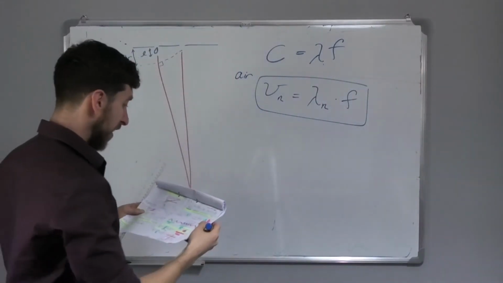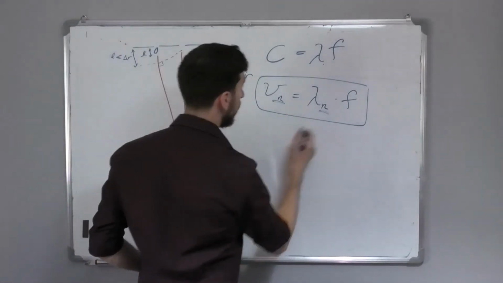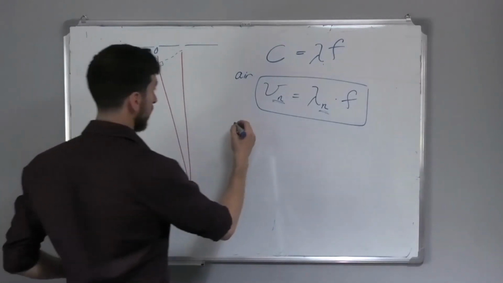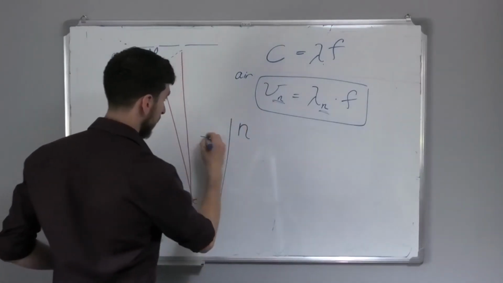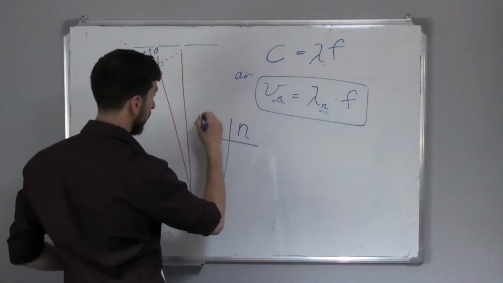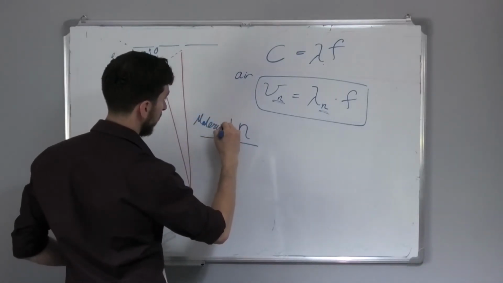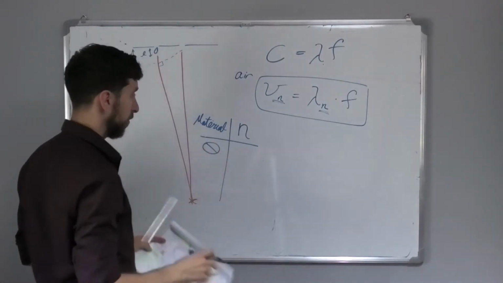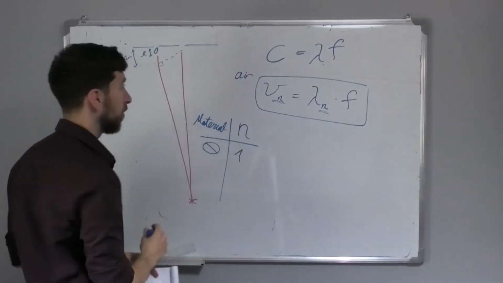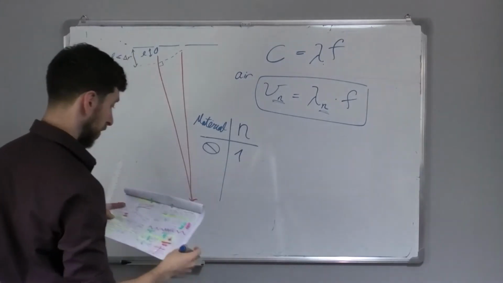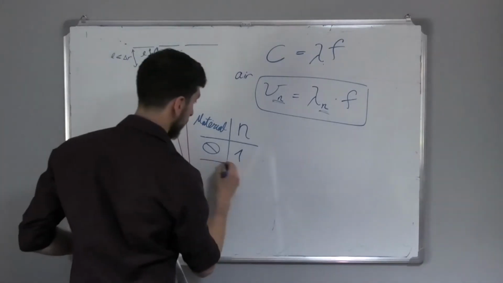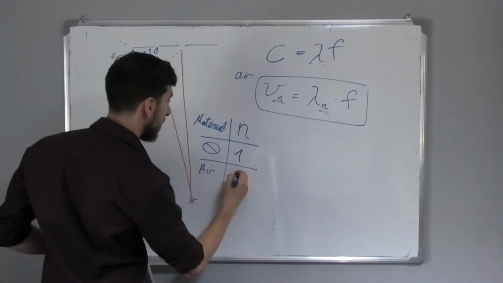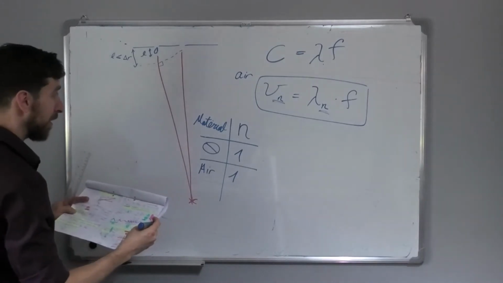And what is this n? This n actually tells you in which medium you are, okay? Let's talk a little bit about this n. This is n, okay? This is going to be some material. So if there is no material, vacuum, then n is equal to 1. But if you have some interesting material, for example air, it's not going to be 1, it's going to be a little bit bigger than 1.